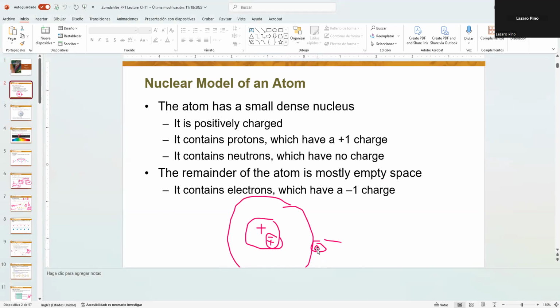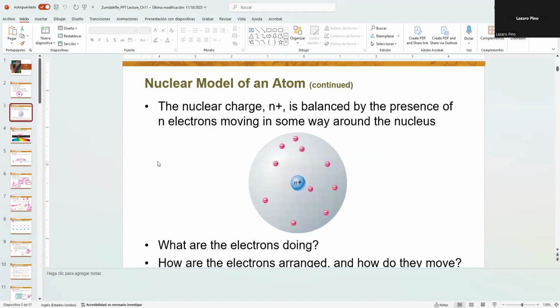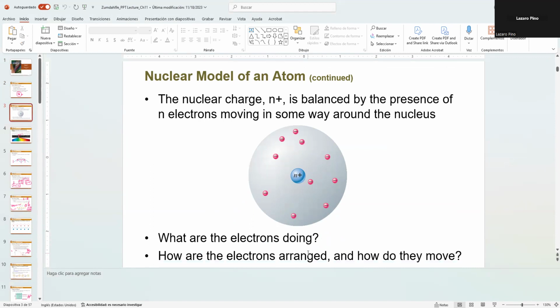And the charge of the electrons is -1. Remember that the positive nuclear charge is balanced by the n electrons moving around the nucleus. What are the electrons doing? How are the electrons arranged and how do they move? That's what we are going to study today. Let's see.